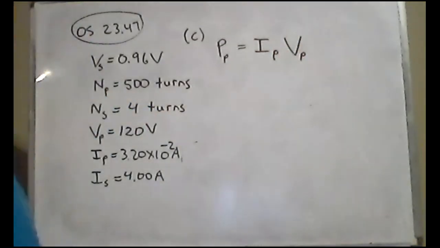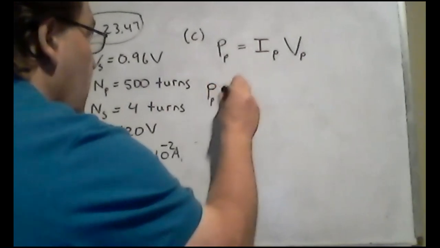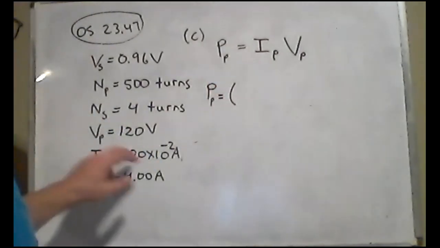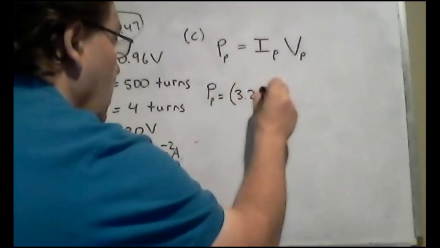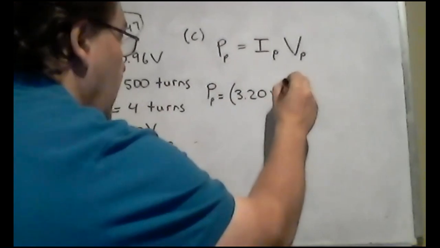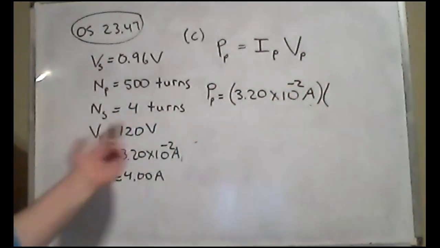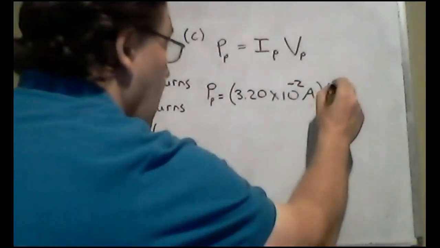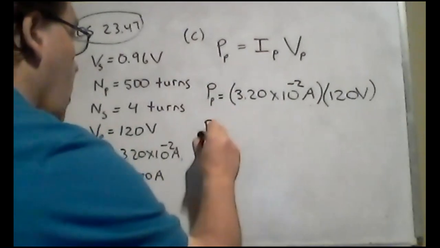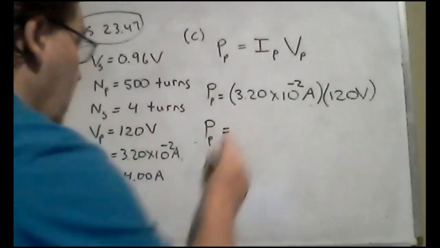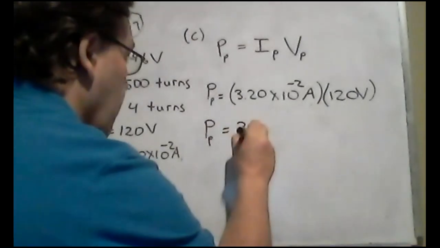And we know all this now. The power at the primary is the current at the primary, which we just calculated, 3.20 times 10 to the negative 2 amperes, and the voltage at the primary, the voltage coming out of the wall, 120 volts. I do this, and the power at the primary is going to be 3.84 watts.